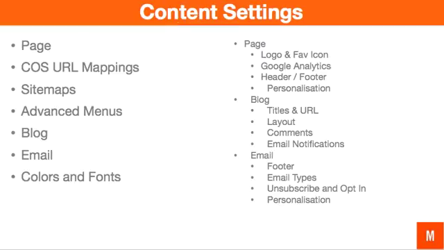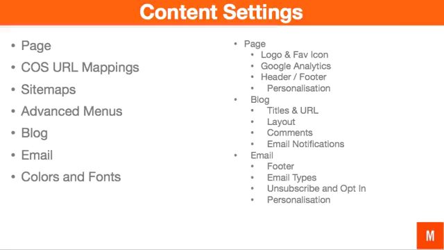Next section then is content settings. It's a really important section. It's divided into several areas: page settings, COS or URL mappings, site maps, advanced menus, blogs, emails, colors, and fonts. So to start off with page settings, you can see on the right hand side there, this is where you set logos and favicons.